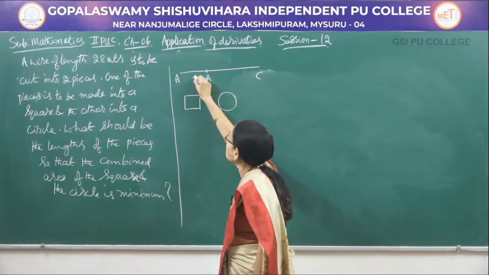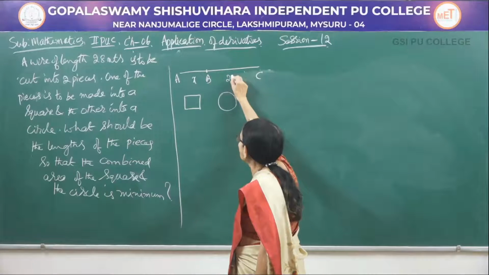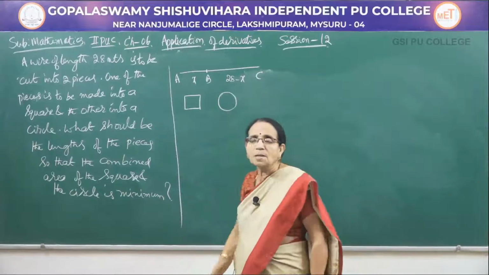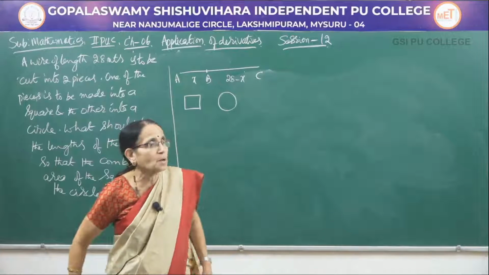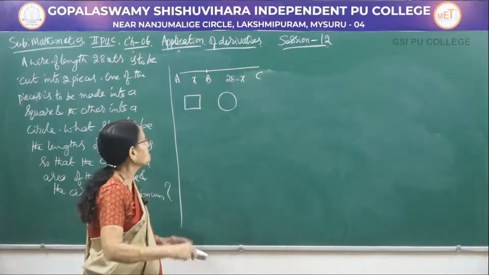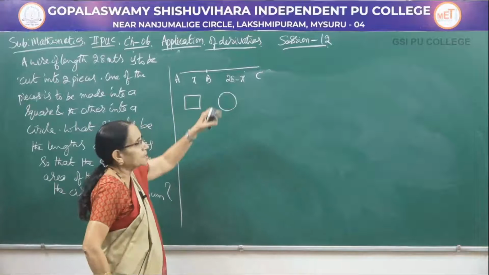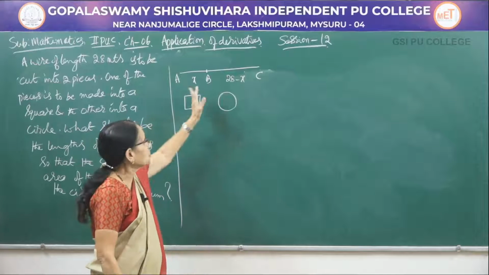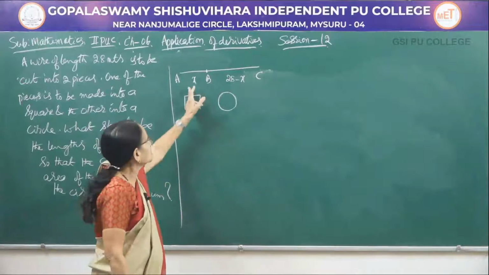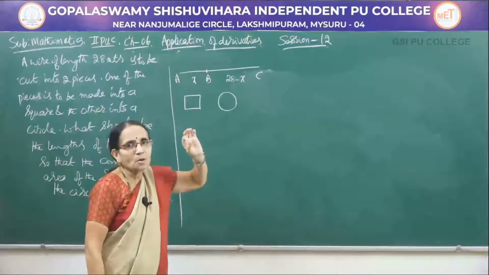Suppose I take this as x. The total is 28, so this becomes 28 minus x. So I have to get the length x as well as 28 minus x. Look here, let me consider the wire to be AC here. I have cut at the point B. So AB, I have taken, let x be the length of the first piece.